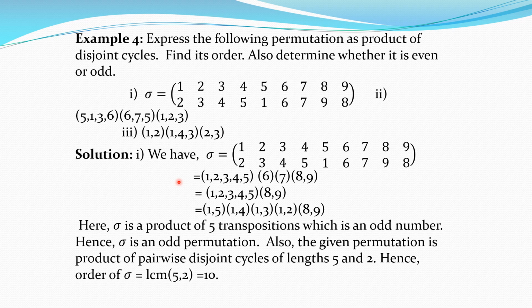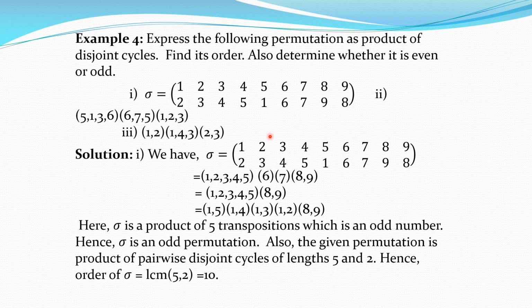Now the element not covered here is 6. 6 and 7 both are mapping identically, so we can write them as cycles of length 1. And finally 8 goes to 9, 9 goes to 8. Now we omit 6 and 7, which are cycles of length 1. So this is (1 2 3 4 5)(8 9), which is a product of disjoint cycles.